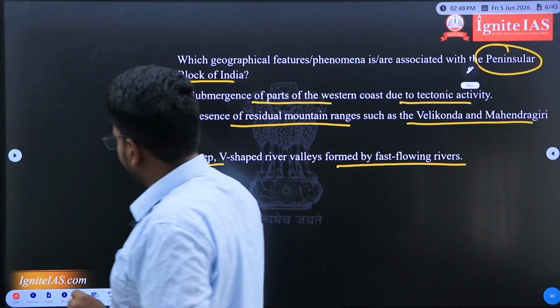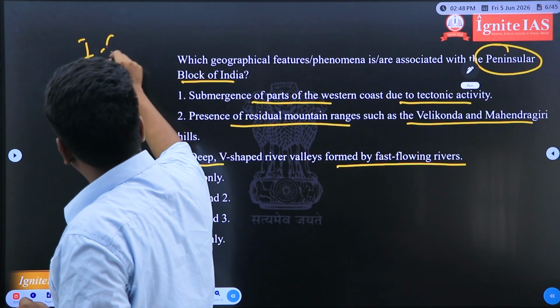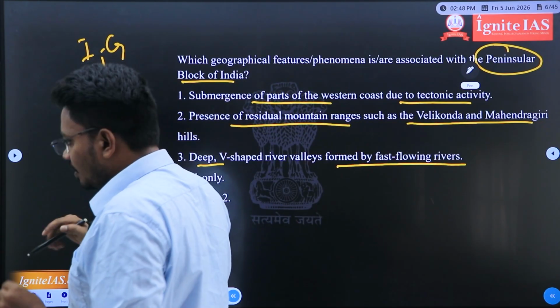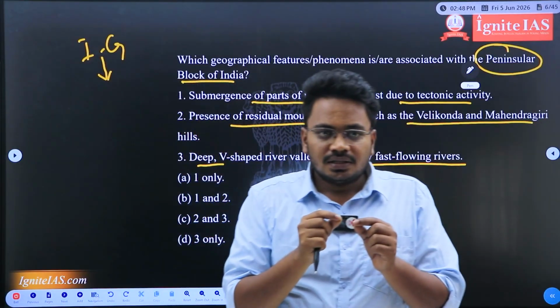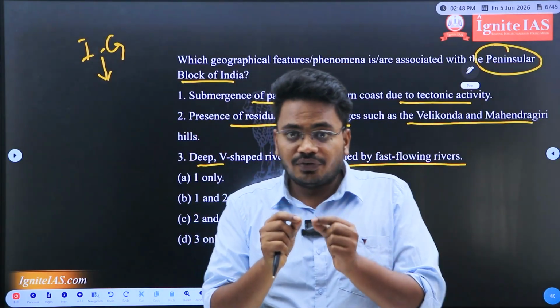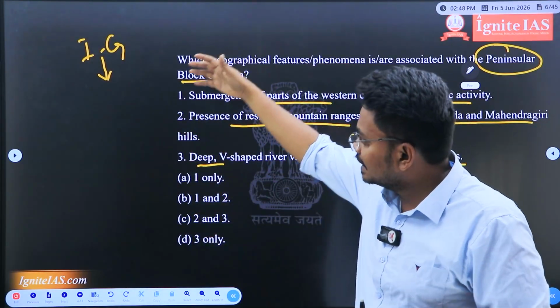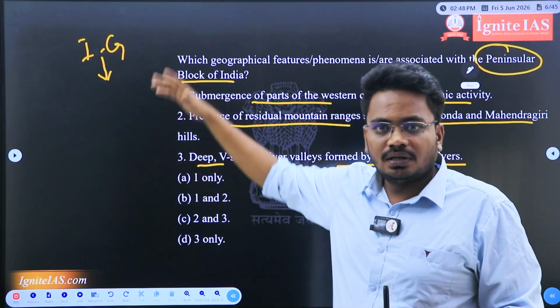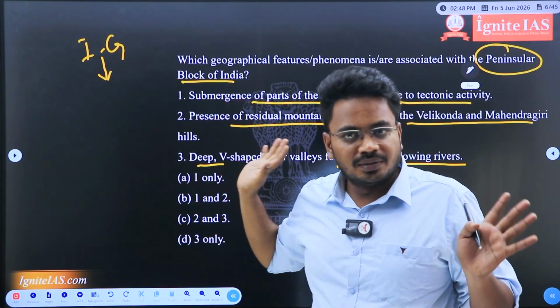Now, this particular question, again, it is from Indian geography. And even in Indian geography, when you try to read the geographical features, physiological features of India, there you will be reading regarding this particular concept. Right. So that is point number 1.